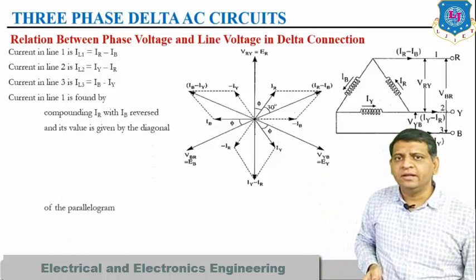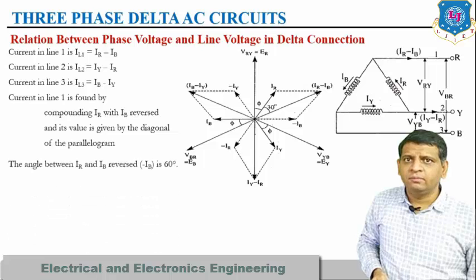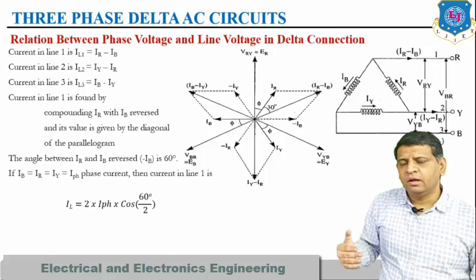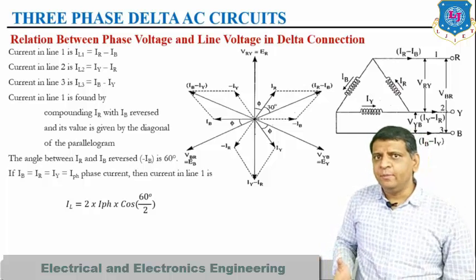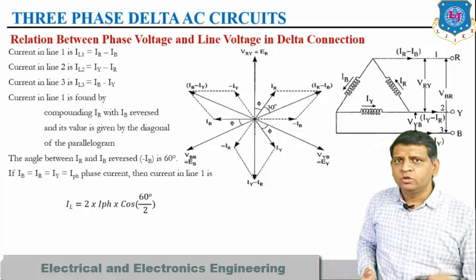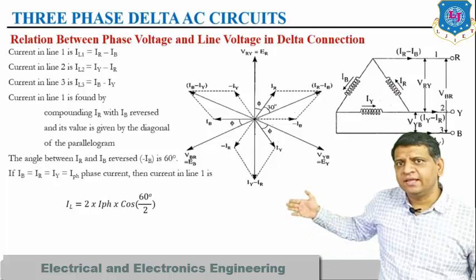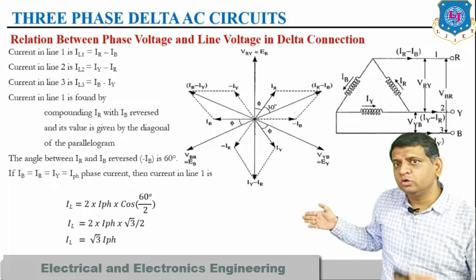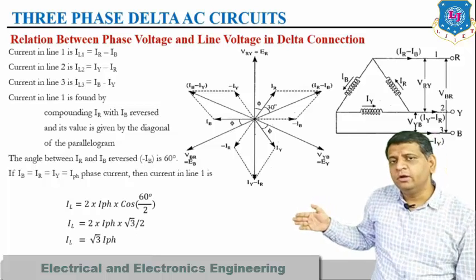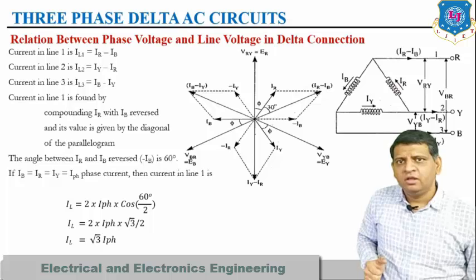Likewise, at the end you will be able to find IL is equal to 2 multiplied by the phase current magnitude of IR, IB, cos 60 divided by 2. From this you can write the equation IL is equal to 2 times IPH into cos 60 by 2. Once you solve this equation, you will find IL is equal to root 3 times IPH.